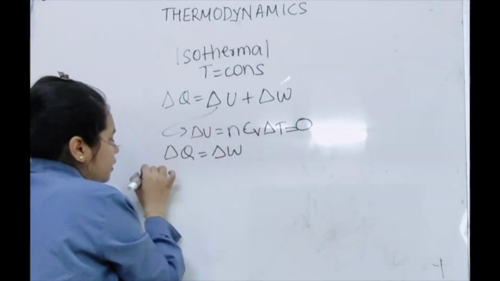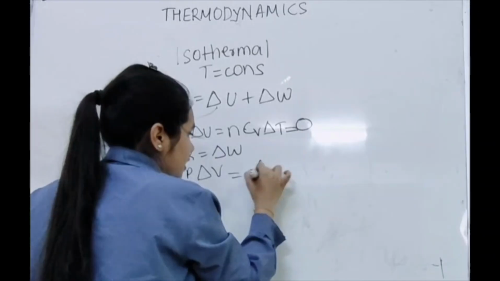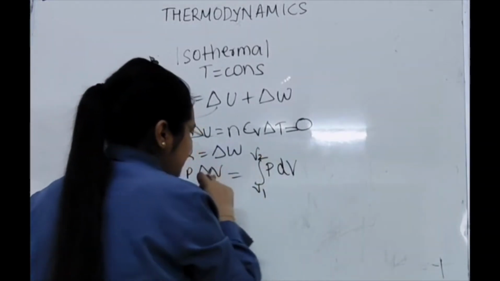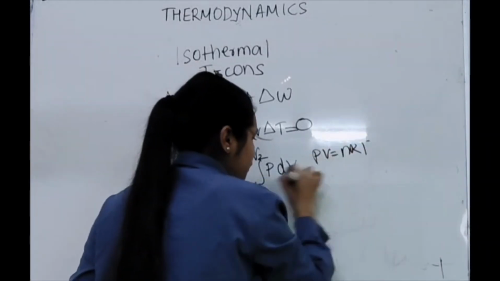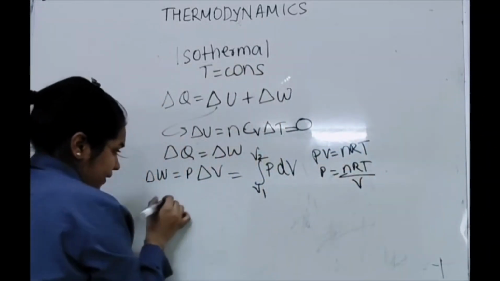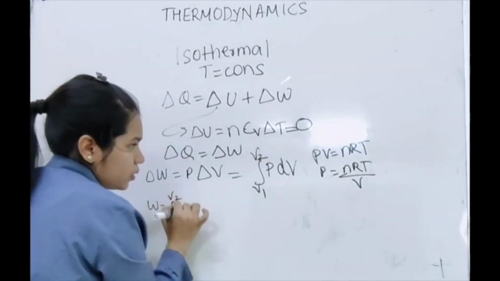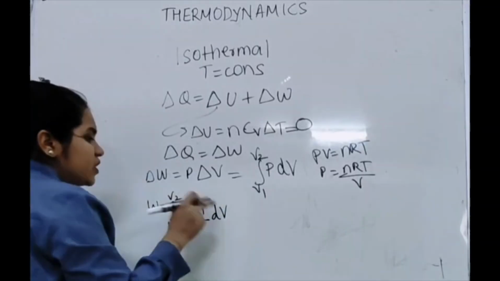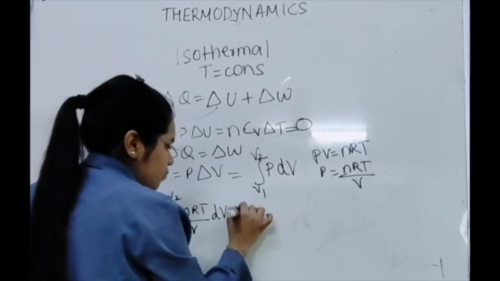We know delta W equals P delta V. Now you also can write it as the integral from V1 to V2 of P dV. See, delta V is also dV only. So PV equals nRT. Now instead of P you can write nRT by V, integral from V1 to V2 of nRT by V dV. Now which is constant in this? n is constant, R is constant and T is constant. So we're going to write it outside.